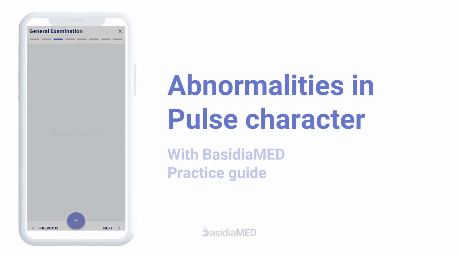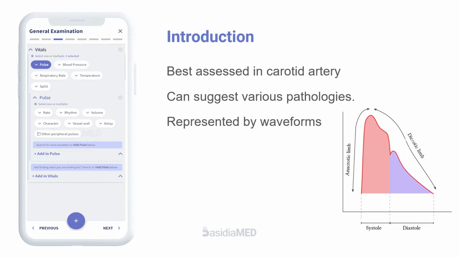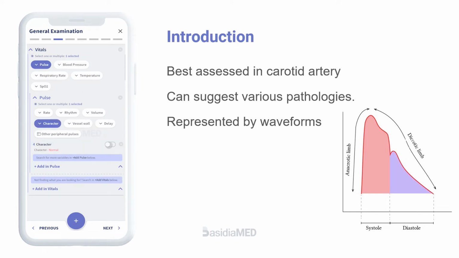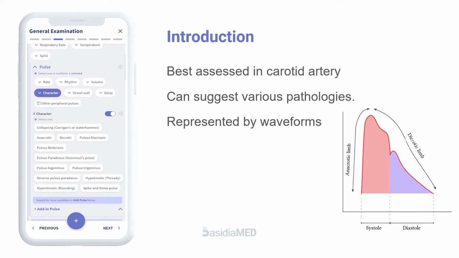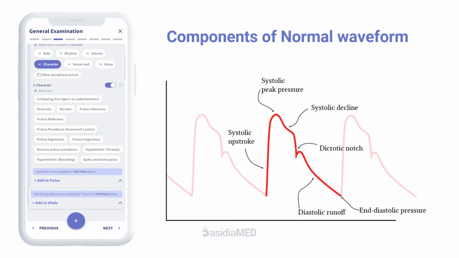Abnormalities in pulse character. Pulse character is best noted in the carotid arteries. The character of a pulse can suggest various pathologies. It is represented by waveforms. Various components of the normal pulse pressure waveform correspond to the cardiac cycle.